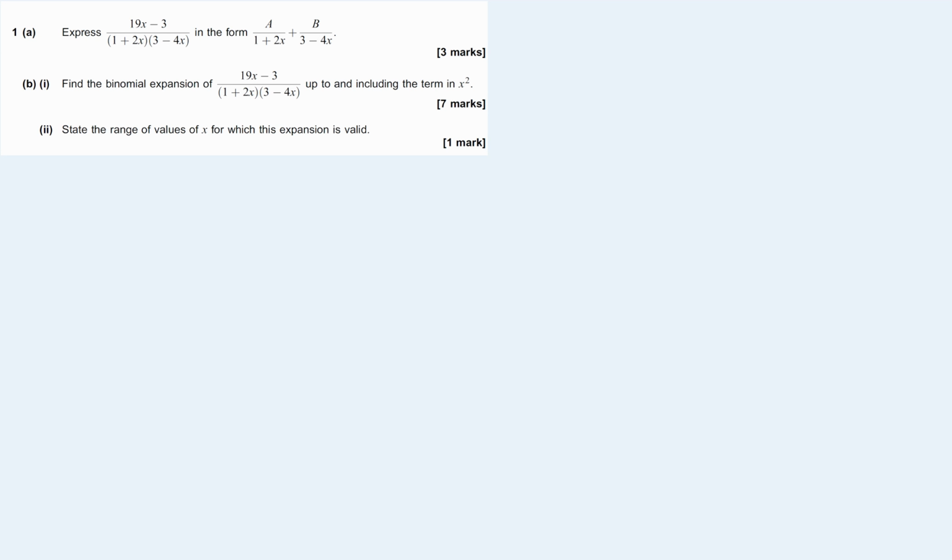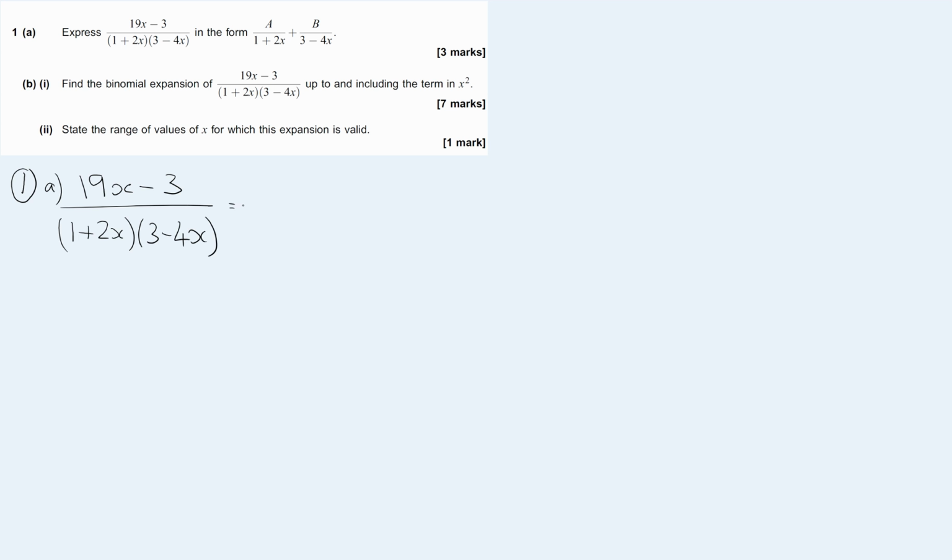So we're asked to write the fraction we've been given as a sum of its partial fractions. So we'll start off by formulating the equation. So (19x minus 3) all over (1 plus 2x)(3 minus 4x) at this point.